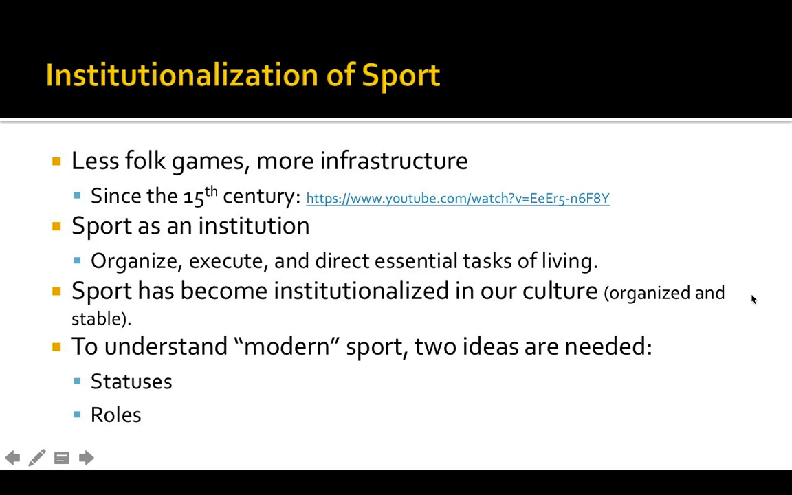But sport, as it becomes larger and larger as an institution, is one of those things that organizes, directs, or executes the essential tasks of living in a particular society. Now, this is coming from a functionalist point of view, but basically sport plays an important role in our society. One of the things it does is it helps to socialize the participant. It teaches us how to be a part of American culture. And because it does that, it has become institutionalized in that many people grow up understanding sport is a huge part of American culture, whether they are involved in sport or not.